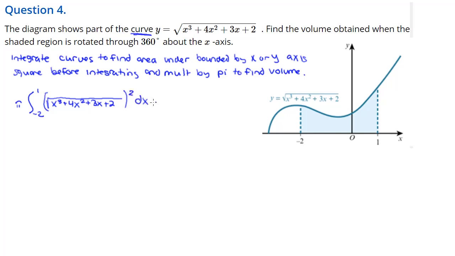Well, this is pretty nice because if I square a square root, all that's going to happen is I'm going to reverse it. I'm going to get rid of the square root sign. So I'm going to end up finding the integral of x to the third plus 4x squared plus 3x plus 2. That is what the square root function is squared. Awesome. All right, so let's go ahead and integrate this then.